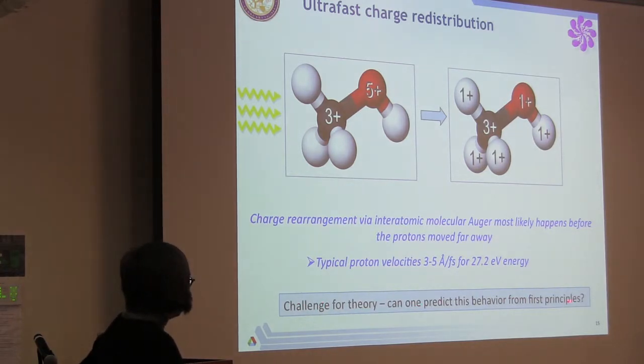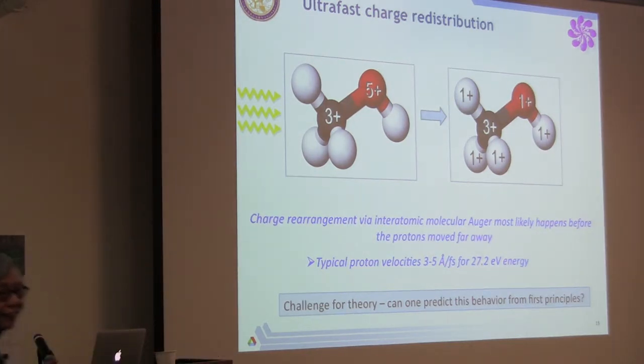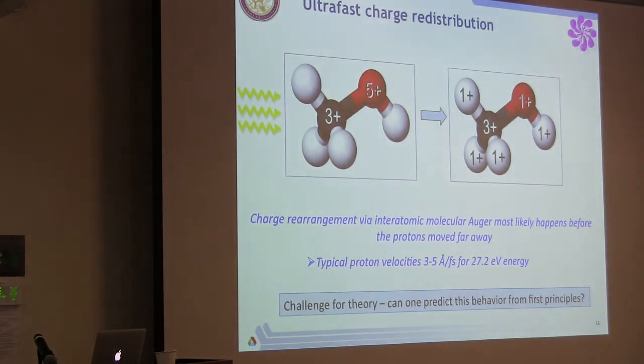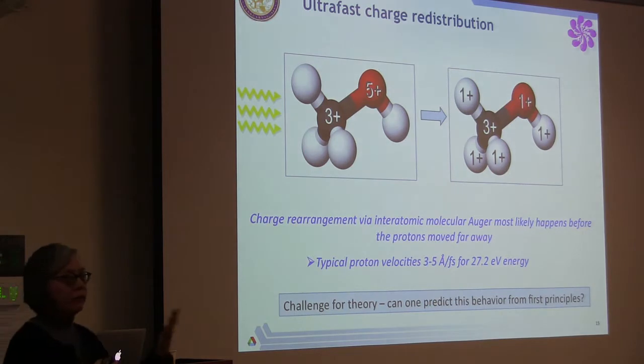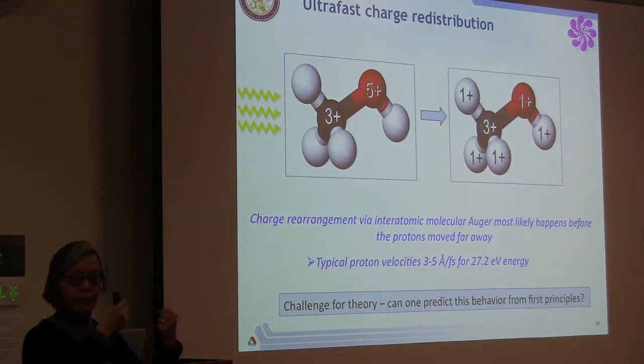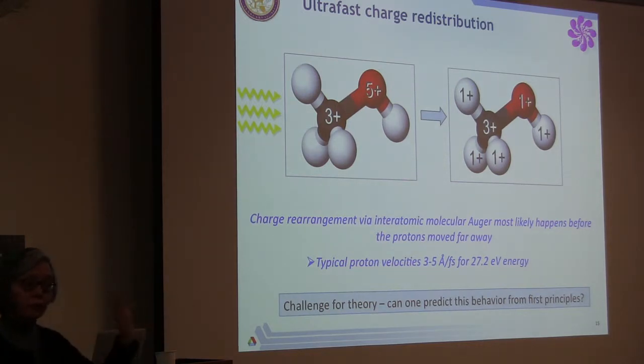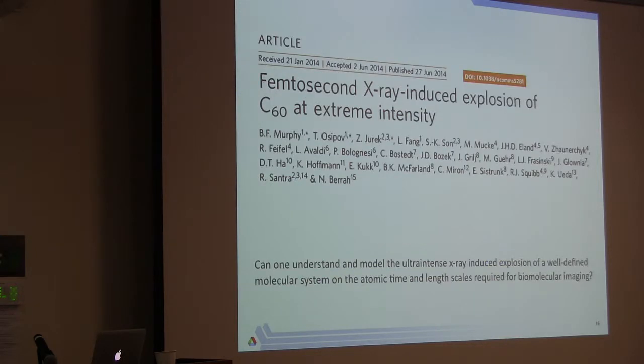Can one really predict this behavior from first principles? It's a very complex behavior, right? And it's of importance if you want to look at bioimaging, because of course if the nuclei are moving on the same time scale as the electrons in the pulse duration, it affects whatever you see in your image. So it's a pretty tricky issue.